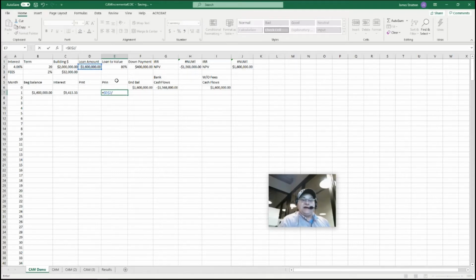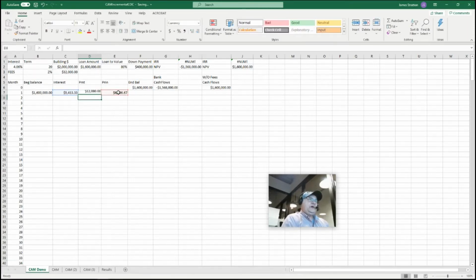And we're going to divide that by our term, which we're going to freeze. Let's put that in parentheses, by the way. I don't want to mess with that. We're going to freeze it. And then we're going to multiply that by 12 because we've got to get that to 240 months. And there is our principal. In this case, our payment is simple. It's the interest plus our principal. And there we go. That's your payment each month.